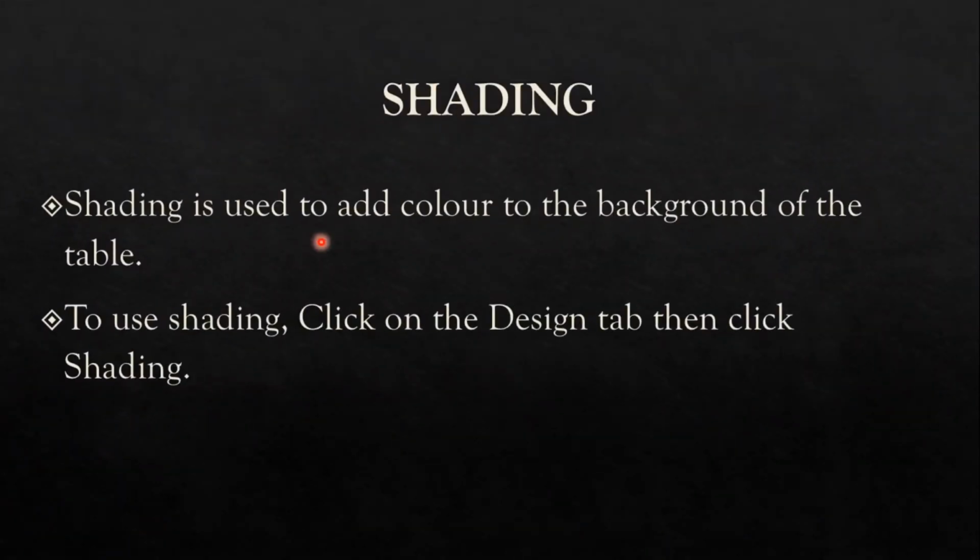Shading. Shading is used to add color to the background of the table. To use shading, you will click on the Design tab, then click Shading.